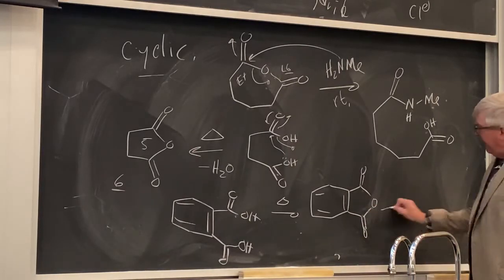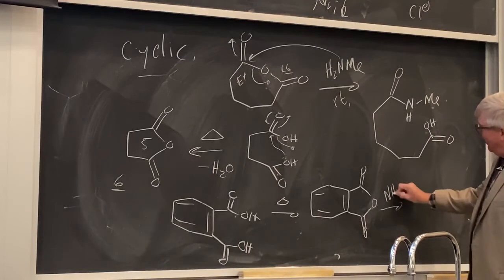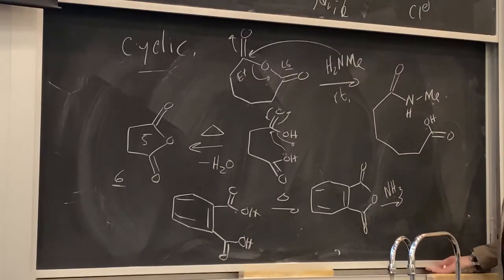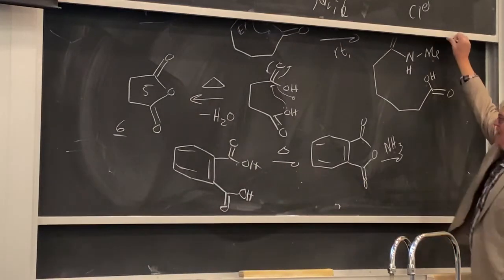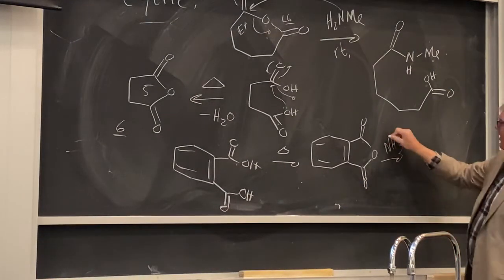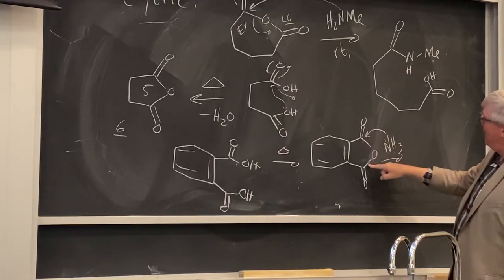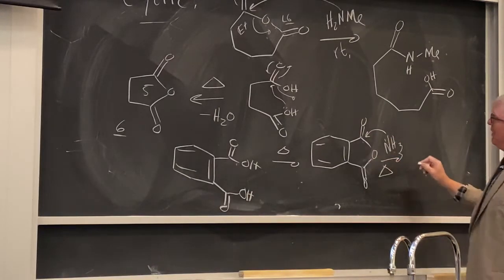You can take this also with nitrogen from ammonia. If you heat this up with ammonia, for example, what happens here? Well, here you've got a nucleophile here, and you'll form the amide there, and because this is in a ring, and you have to heat it up to get it to go.